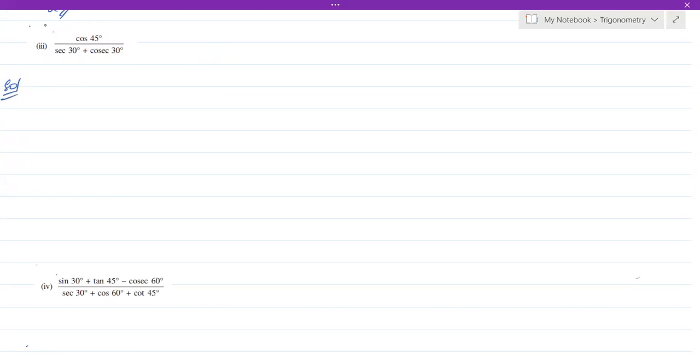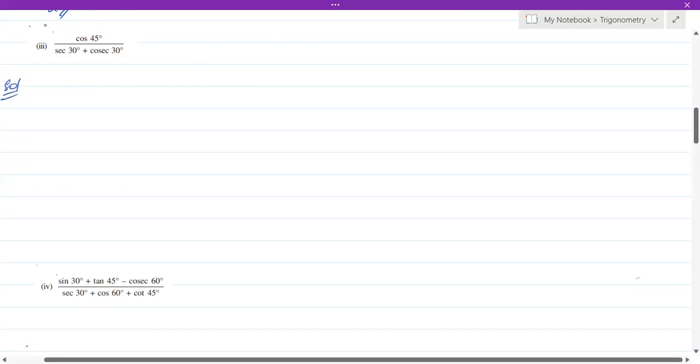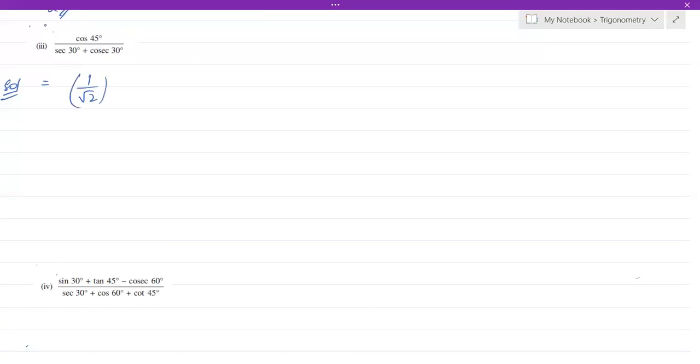So cos 45. Cos 45 is 1 by root 2. Let me start solving here itself. So cos 45 is 1 by root 2 divided by secant 30. See, if you remember cos 30, it's easy to remember secant 30. What is cos 30? Cos 30 is root 3 by 2. Reciprocal it. So it becomes 2 by root 3 plus cosecant 30. Sin 30 is 1 by 2. Reciprocal it. You get 2 by 1. That will be the value.